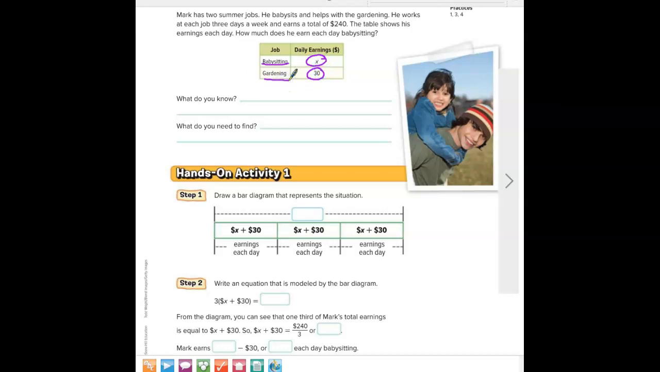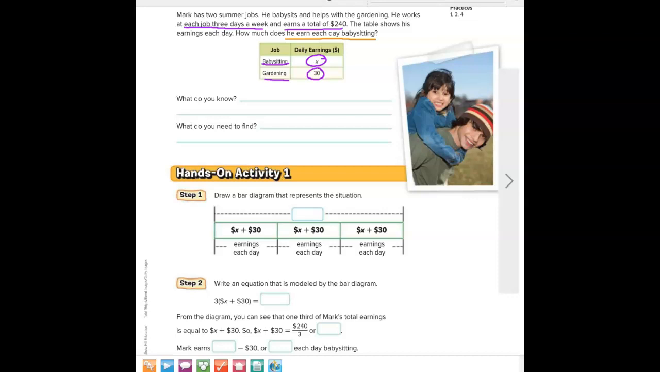So what do we know? We know that he earns X amount for babysitting, he earns $30 for gardening. He works each job 3 days a week, and he earns a total of $240 for the week. What we don't know is how much he earns babysitting each day. So you could fill that in on those 2 lines. Then down there on hands-on activity 1, we're going to use a bar diagram to solve.